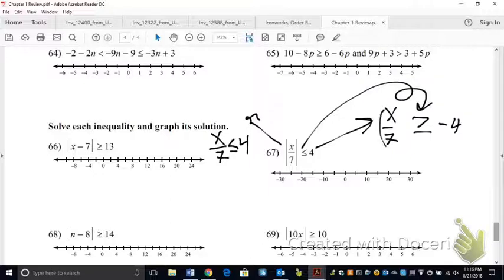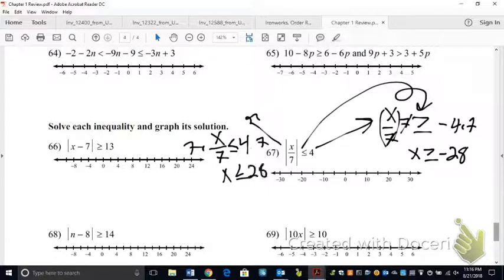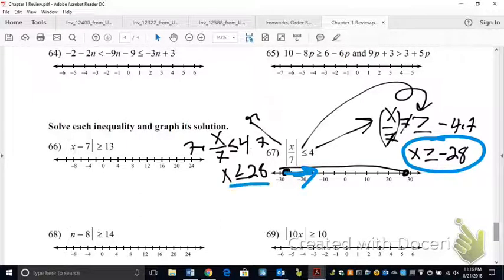And to solve that, we're going to multiply both sides by 7. So we're going to get x is greater than or equal to negative 28, or x is less than or equal to 28. Plot those there: negative 28, solid dot, positive 28, solid dot, and connect. Again, x is greater than or equal to negative 28, so we have negative 28 with an arrow pointing to the right. Here we have x is less than or equal to 28, solid dot, arrow pointing to the left. They connect, so we know it's an and.